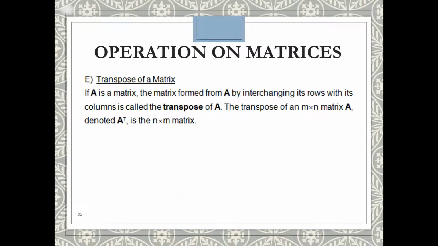Let's proceed with the next operation, that is on transpose of a matrix. Consider a matrix A with the size of m by n. The transpose of this matrix, denoted by A with the superscript T, is obtained by interchanging its rows with its columns. The size of the transpose is the reverse of the original matrix, which is n by m.